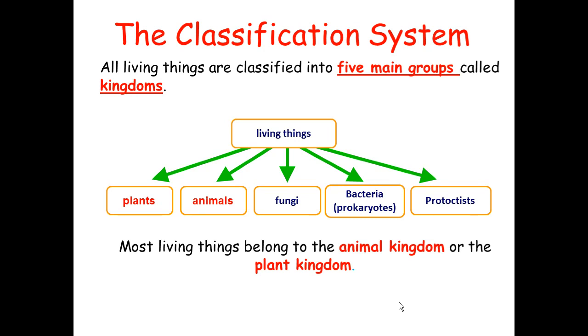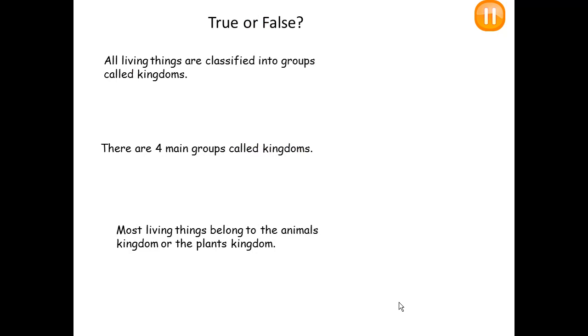So about the classification system, what you need to remember is that all living organisms are classified into 5 main groups called kingdoms. Most living organisms belong to the plant and animal kingdoms, and during this lesson we are going to focus on the animal kingdom. Let's have a look at the first task for today. This is a true or false task with 3 different statements. What you need to do is read them and understand which one is false and which one is right.